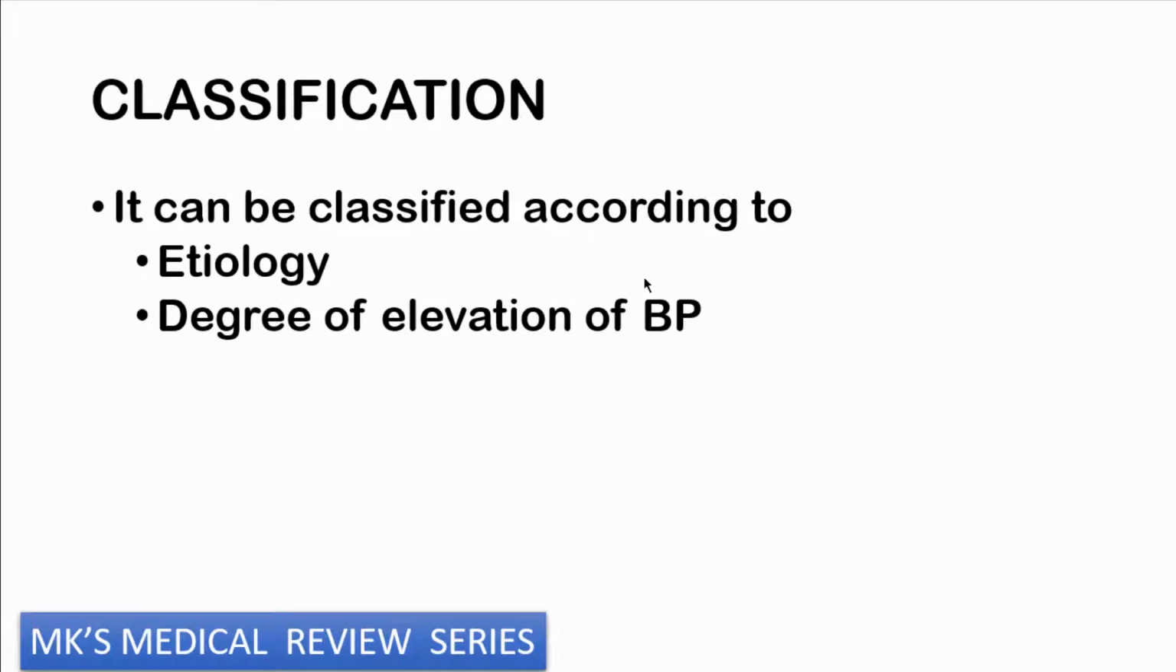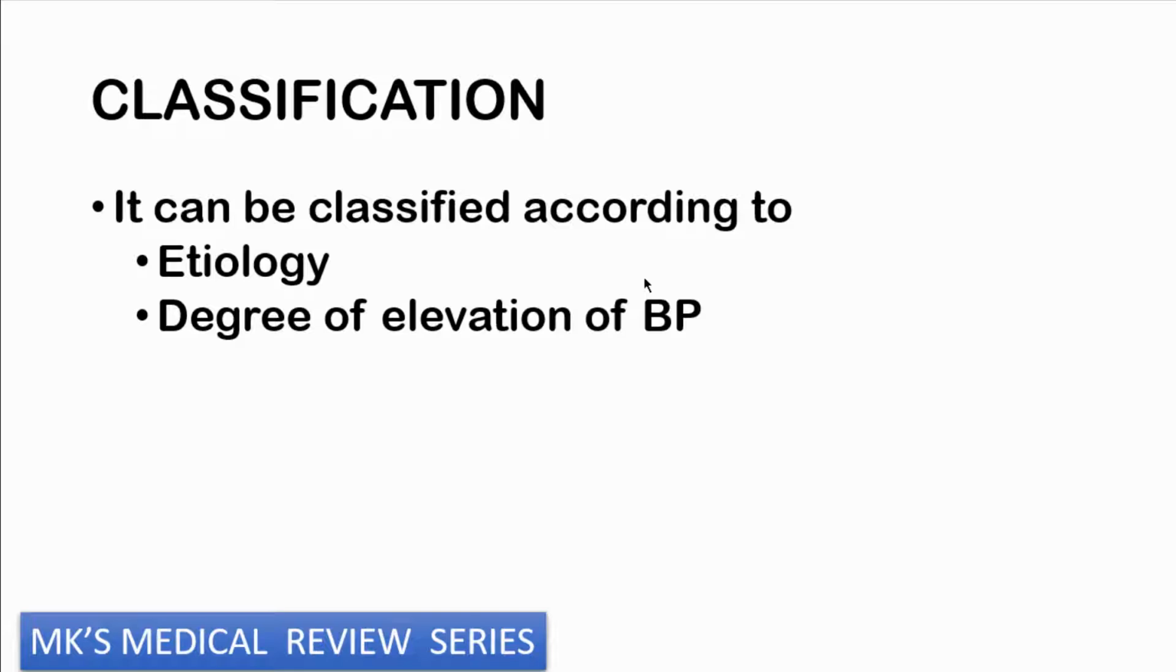So how do we classify hypertension? It can be classified largely into two groups. It can be classified etiologically into two main groups. It can be either essential, which is also known as primary. It's also known as idiopathic, meaning that there is no cause, or it can be secondary to a certain cause.